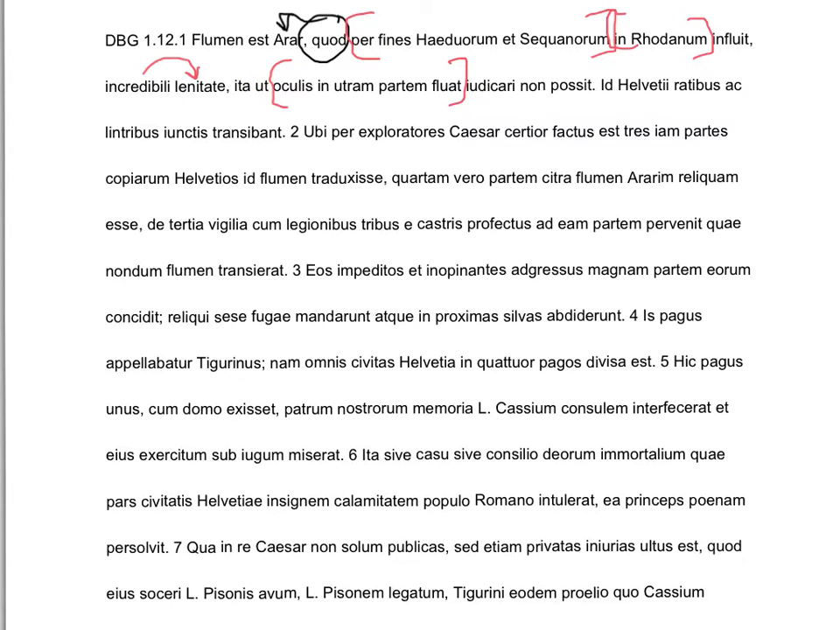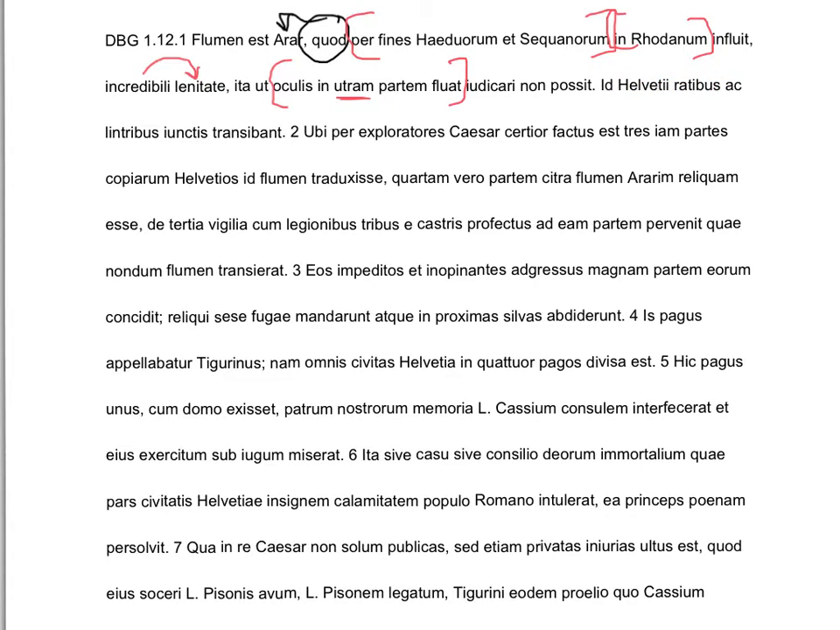Such slowness that it, the subject of posset, is not able to be decided, to be judged. What is not able to be judged? This indirect question: into which part or direction it is flowing. So utrum here is your question word that shows that we have an indirect question. Again, this is the result clause. With such slowness that it is not able to be decided into which direction it flows, i.e. the river. It is not able to be decided with the eyes. So this is the indirect question that is dependent upon judicare.